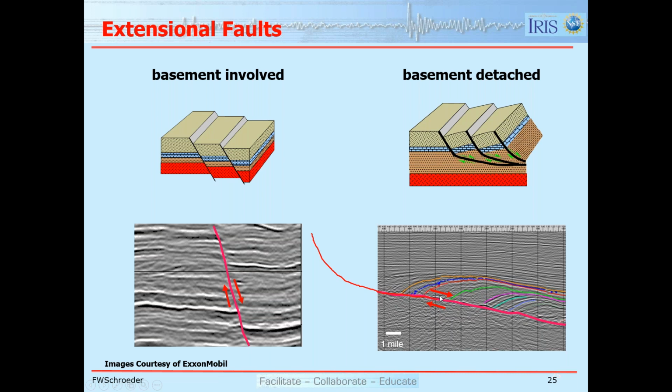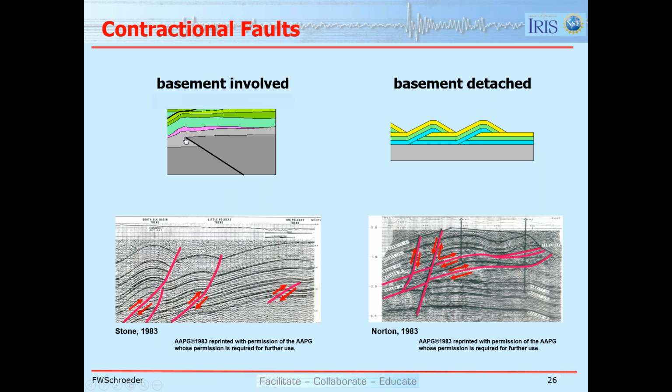This particular type of trap is called a rollover structure because of the way the reflections appear to roll into the fault plane. And so if I am in a region where I have extensional basement detached faulting, rollover structures are one type of trap that I would be looking out for. For contractional, we can also have basement involved faults or basement detached faults.